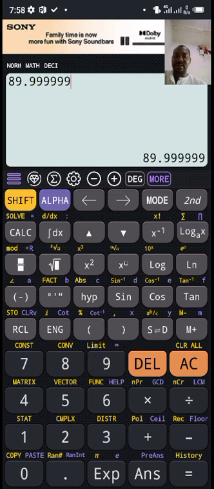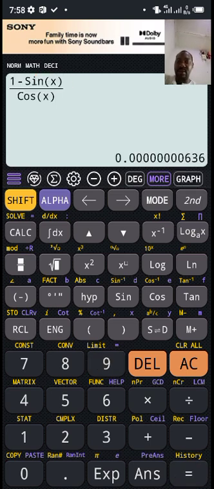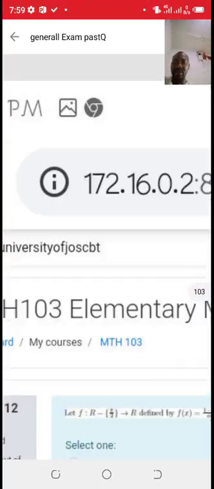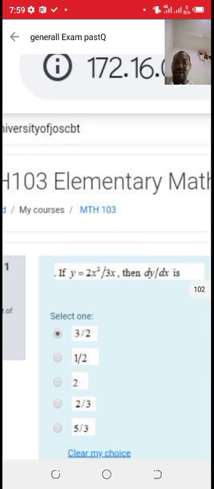89.999999. Did you see that? So what does it tend to? Approximately 0. So the answer to that question is 0. We'll go back to our question, and the answer is 0, which is B. Now that leads us to the next question.